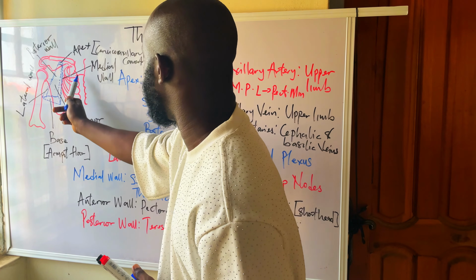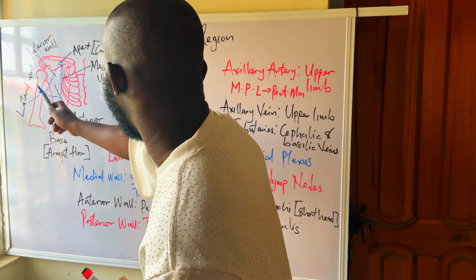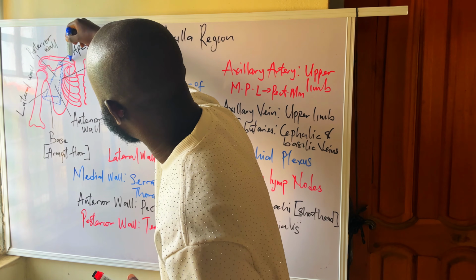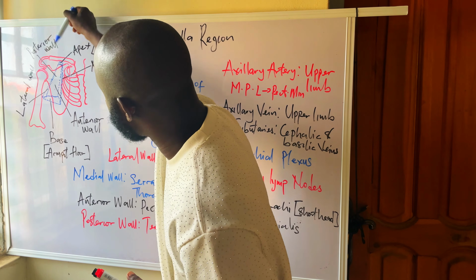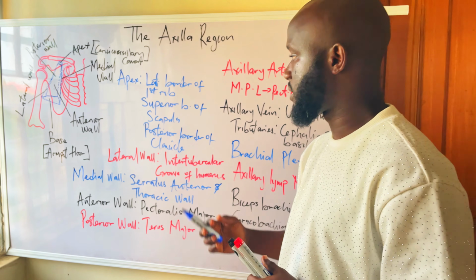It is formed by the lateral border of the first rib, by the superior border of the scapula, and also by the posterior border of the clavicle. So here is the clavicle. The posterior border of this clavicle is what forms the apex of the axilla.